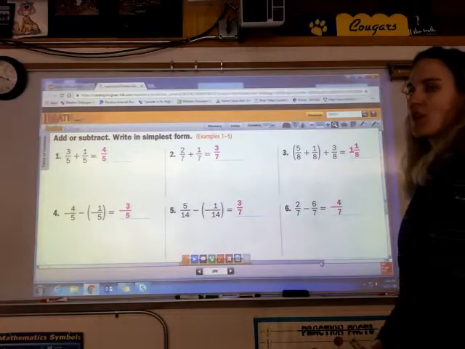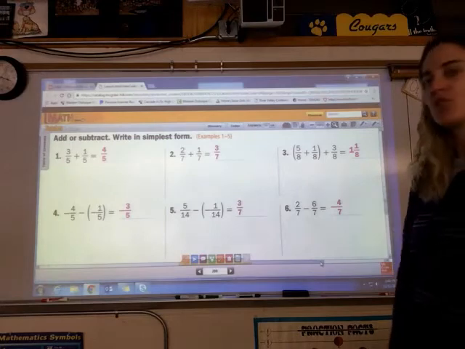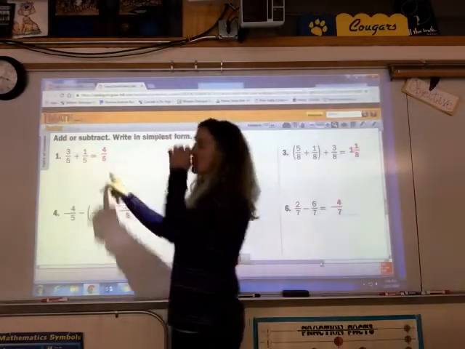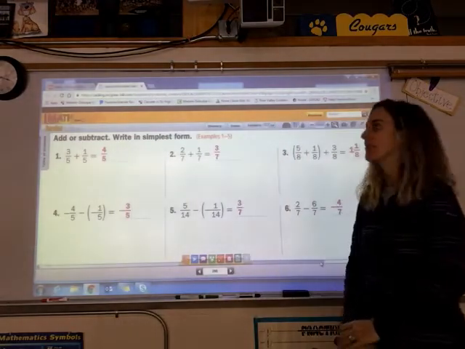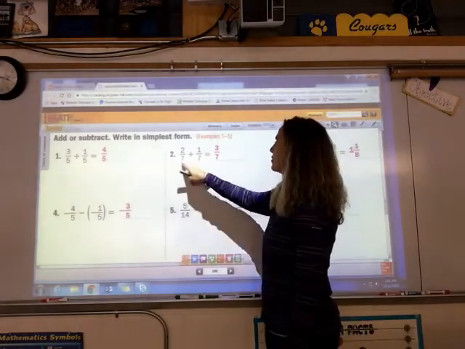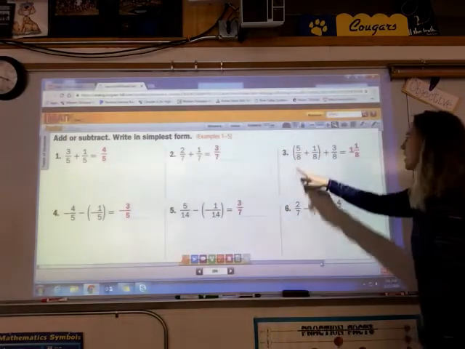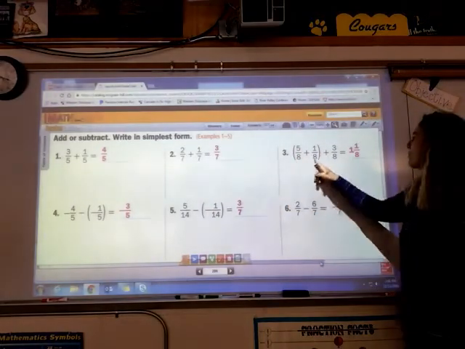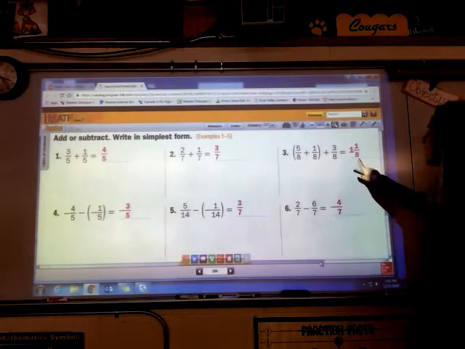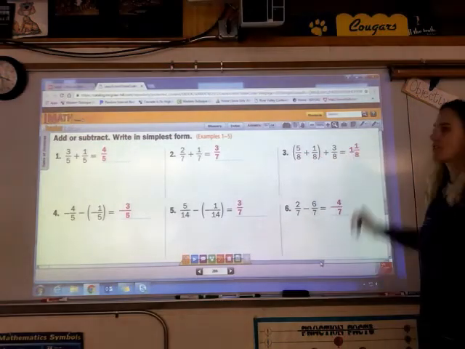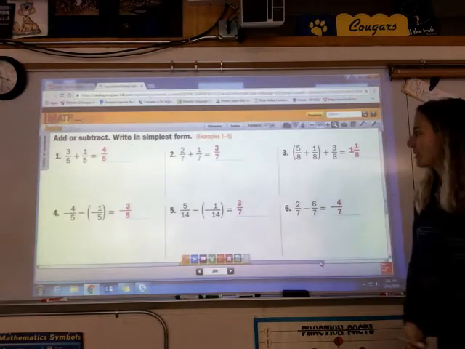Looking at your answers for your guided practice problems on page 286, you can see number 1, denominator is already 5, 3 plus 1 is 4, so we're going to come up with 4/5, and that's simplified. Looking at example number 2, 7 is my denominator, 2 plus 1 is 3, so we end up with 3/7. Looking at example 3, you've got 3 fractions to add together, 8 is your denominator, 5 plus 1 is 6, 6 plus 3 would be 9, 9/8 is going to reduce down to 1 1/8.